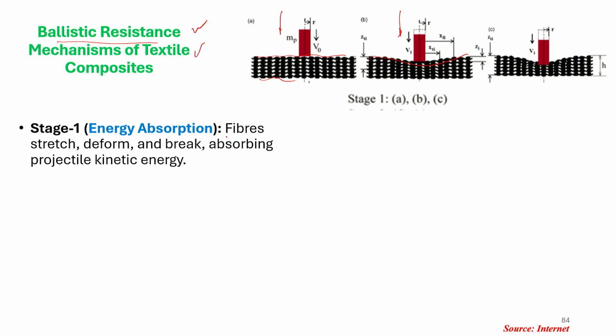As the fiber stretches and the composite structure deforms, you can see different levels of deformation, and sometimes the fiber breaks, but during this process it absorbs the projectile's kinetic energy. You can see the projectile at speed; when it hits, there is deformation, which is responsible for absorbing the kinetic energy of the projectile.